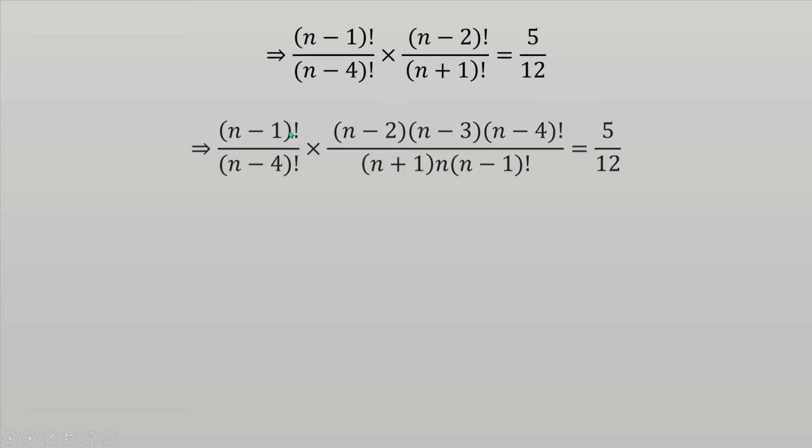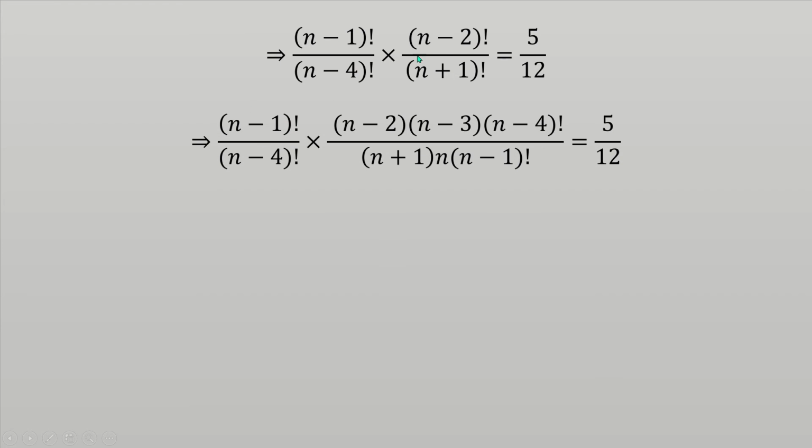Follow this. First part same, but we can write n minus 2 into n minus 3 into n minus 4 factorial. We know the relation and we can write this. Clear? And similarly here n plus 1 into n into n minus 1 factorial. Now cut this and this, also this and this. Therefore we can write n minus 1 into n minus 3 divided by n plus 1 into n, and right side 5 by 12.